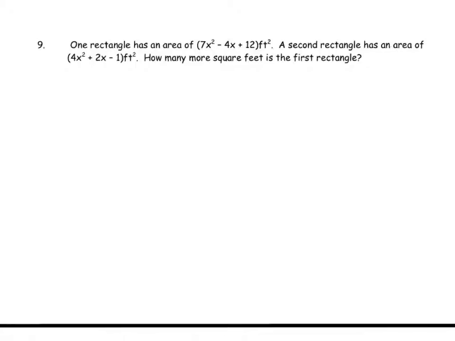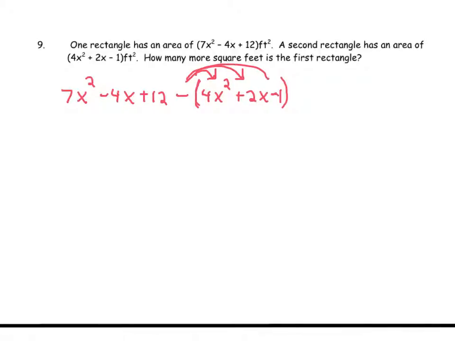One rectangle has an area of this many feet squared, and the second rectangle has an area of that many feet squared. The question is, how many more square feet is the first rectangle? Well, how many more is our signal that we need to do what? Subtract. So we're just going to subtract the first rectangle's area minus the second area. So I'm going to show you 2 ways to do it. The first is the way that we've been doing it this lesson, which is you're going to put the second term in parentheses and distribute the negative across here, and then combine like terms.